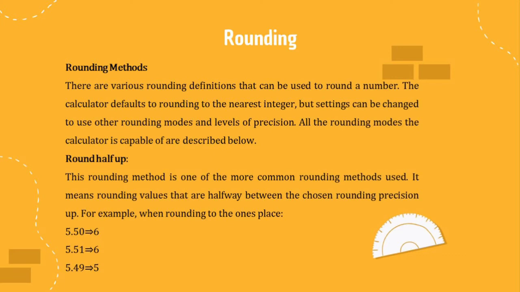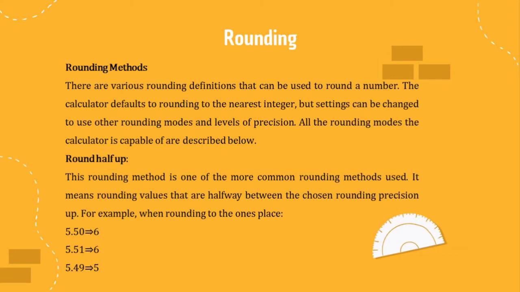Rounding methods. There are various rounding definitions that can be used to round a number. The calculator defaults to rounding to the nearest integer, but settings can be changed to use other rounding modes and level of precision. All the rounding modes the calculator is capable of are described below.